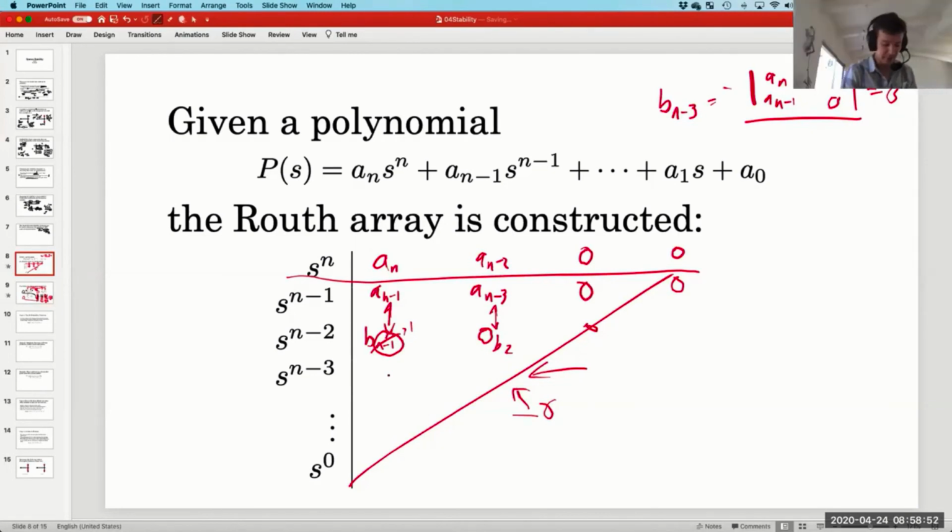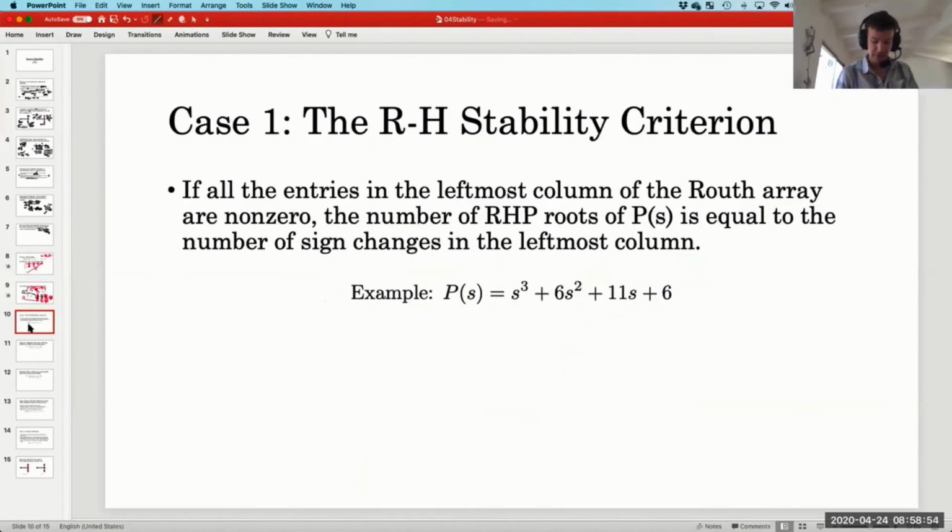Okay, so what can we do in 2 minutes? I think we can do our very first example. And this is where we state the Routh-Hurwitz Stability Criterion: once you've built the Routh array, the way to determine the number of poles in the right half plane is by the number of sign changes in the leftmost column of the Routh array. Okay, I'm going to run through this example quickly, and I'll probably have to redo it on Monday, but let's give it a go.